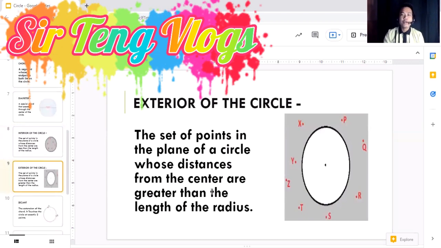Then we have the exterior of the circle, the set of points in the plane of a circle whose distances from the center are greater than the length of the radius. So from the center, the points extend to the outer part of the circumference of the circle. Meaning to say, the exterior is the outer points because it is greater than the length of the radius.